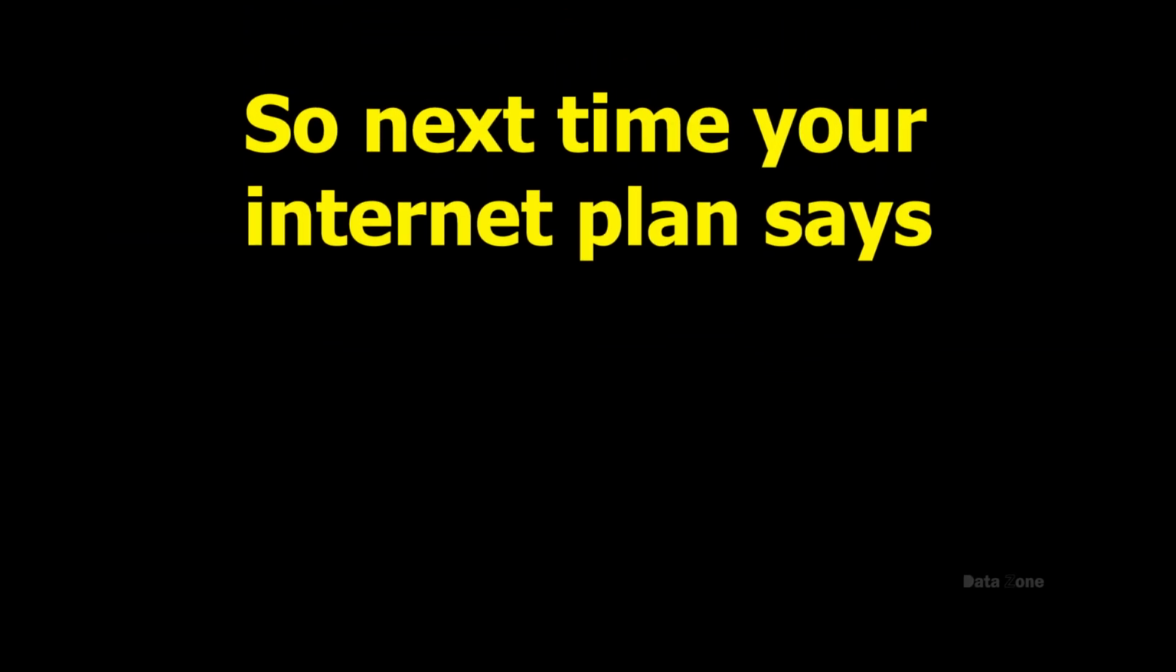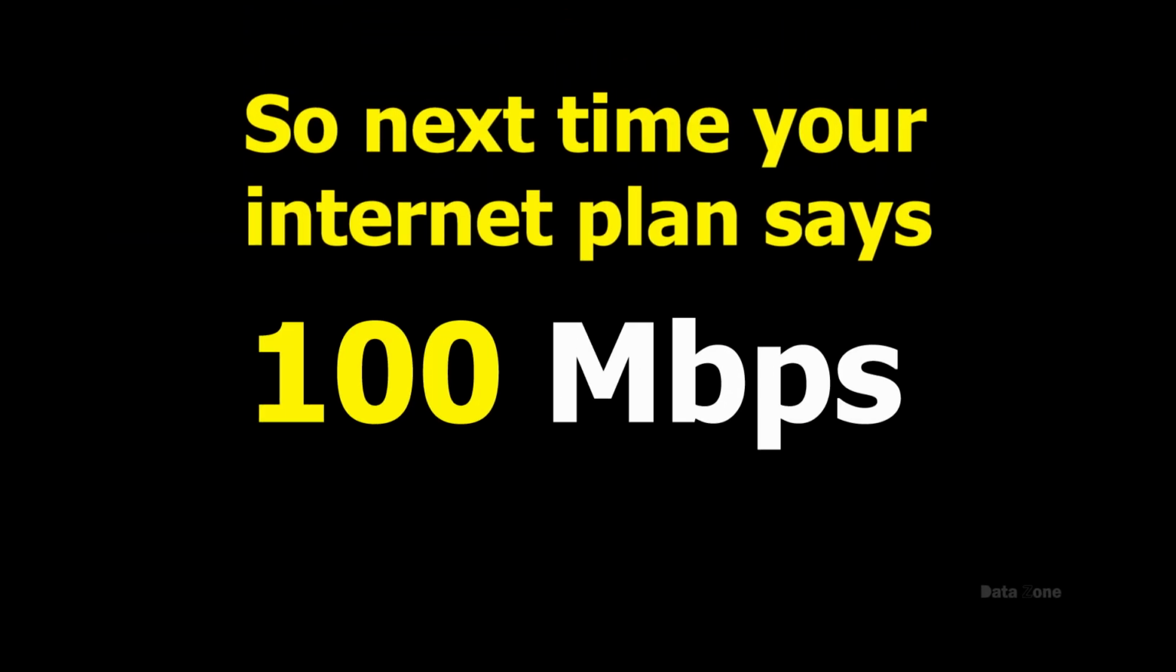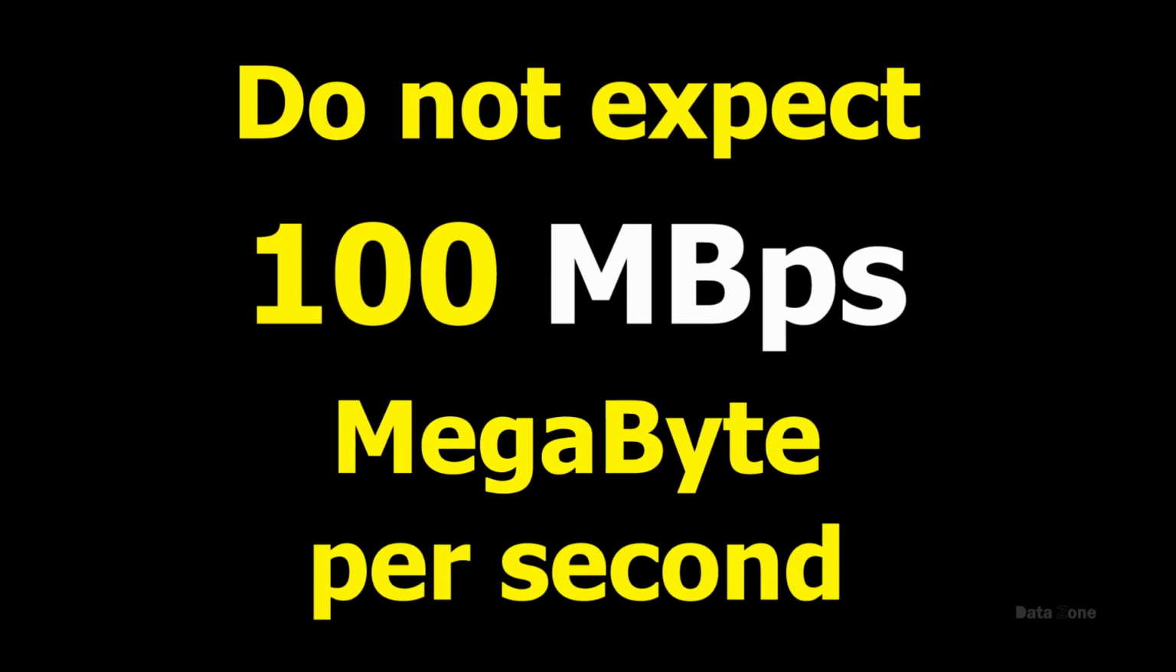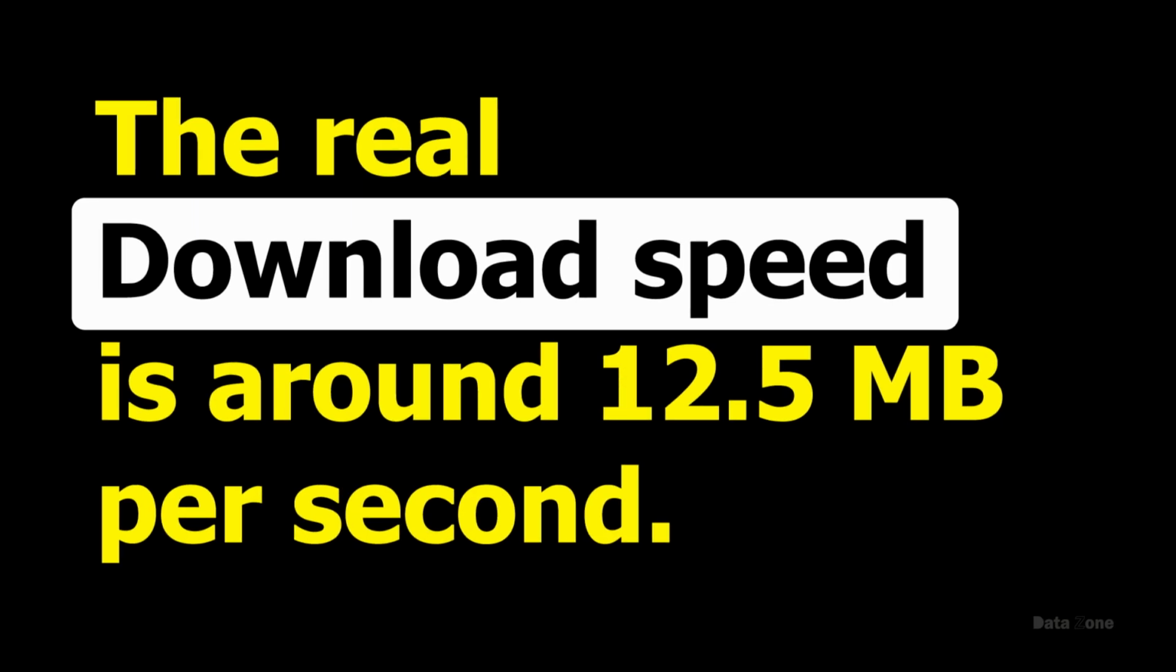So next time your internet plan says 100 megabits per second, do not expect 100 megabytes per second download speed. The real download speed is around 12.5 megabytes per second. It is not a scam. It is just a different unit.